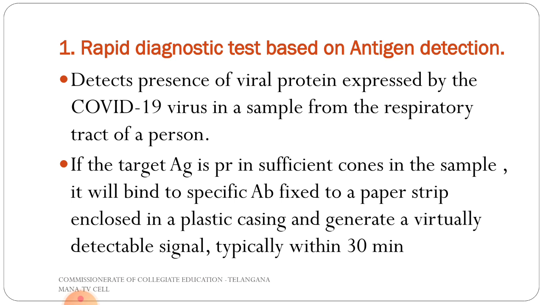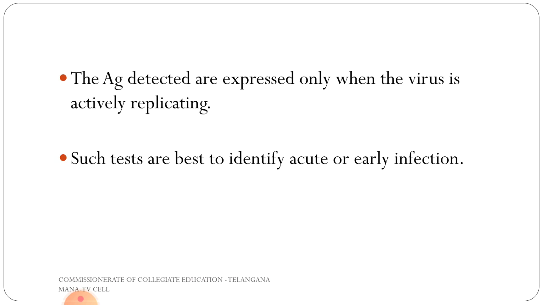The first test which can be used to detect COVID-19 is rapid diagnostic test based on antigen detection. It detects the presence of viral protein expressed by COVID-19 virus in a sample from the respiratory tract of a person. If the target antigen is present in sufficient concentrations in the sample, it will bind to the specific antibody, fixed to a paper strip enclosed in a plastic casing and generate a visually detectable signal typically within 30 minutes. The antigens detected are expressed only when the virus is actively replicating. Such tests are best to identify acute or early infection.